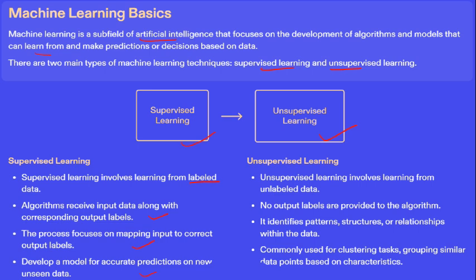Unsupervised learning involves unlabeled data, so unstructured data can also be used. No output labels are provided to the algorithm, so it identifies patterns and structural relationships within the data. I recommend doing this first. As soon as you get your data, if you don't have knowledge of what the data is all about, you can apply some unsupervised learning algorithms to find out.